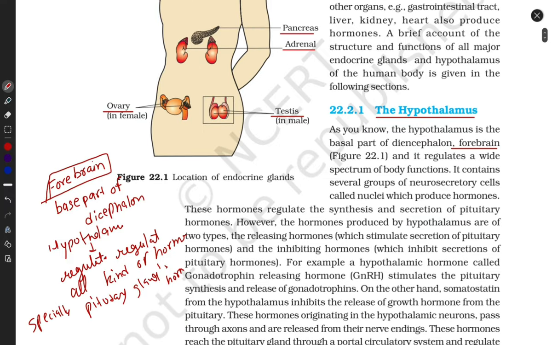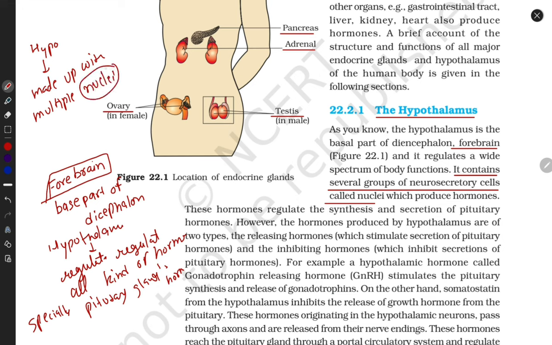Okay guys, let's start. It contains several groups of neurosecretory cells which are called nuclei. The hypothalamus is made up of multiple nuclei. What are nuclei? This is the neuron system, with multiple neurons. It senses that we are in teenage life, so these kinds of hormones must be released. When we are adults, some other special hormones are released. Those hormones regulate the synthesis and secretion of pituitary hormones. I already told you that the hypothalamus commands the pituitary gland, regulating the synthesis and secretion of pituitary hormones.